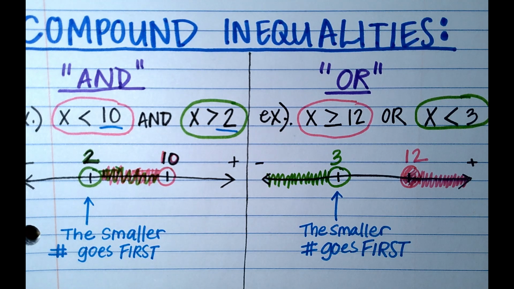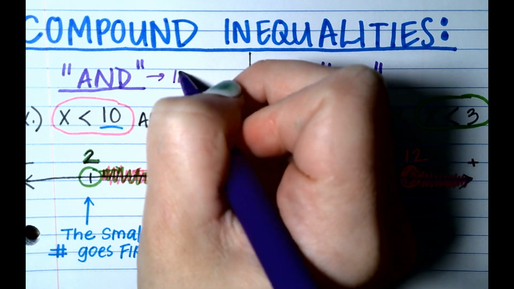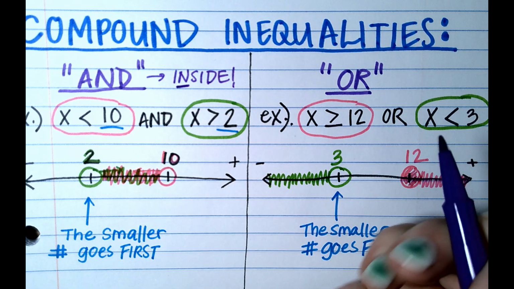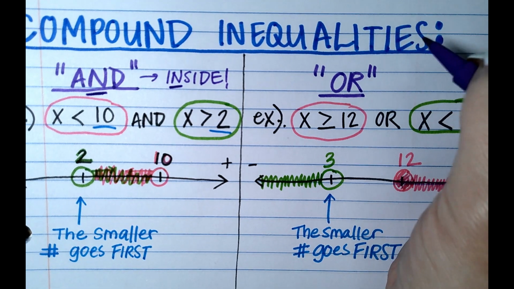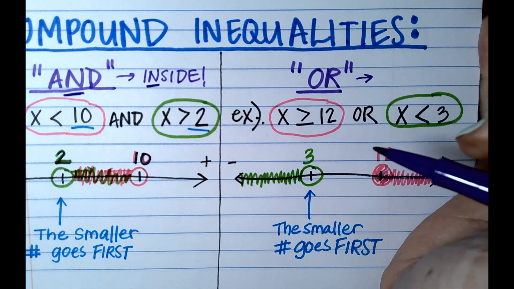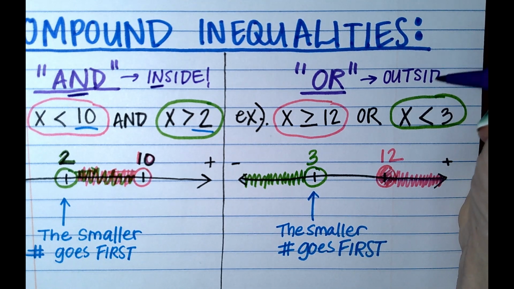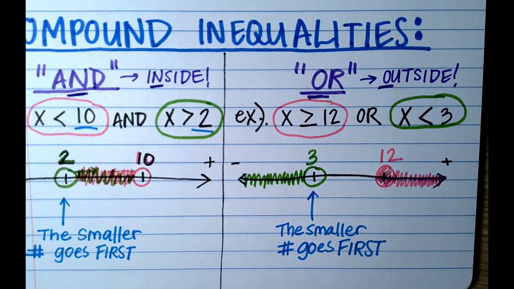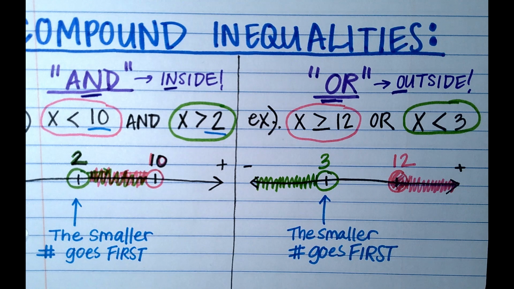So if that helps, I'll write that real quick. "And" would be inside. And "or" would be outside. There we go. So there's your "and" versus "or."